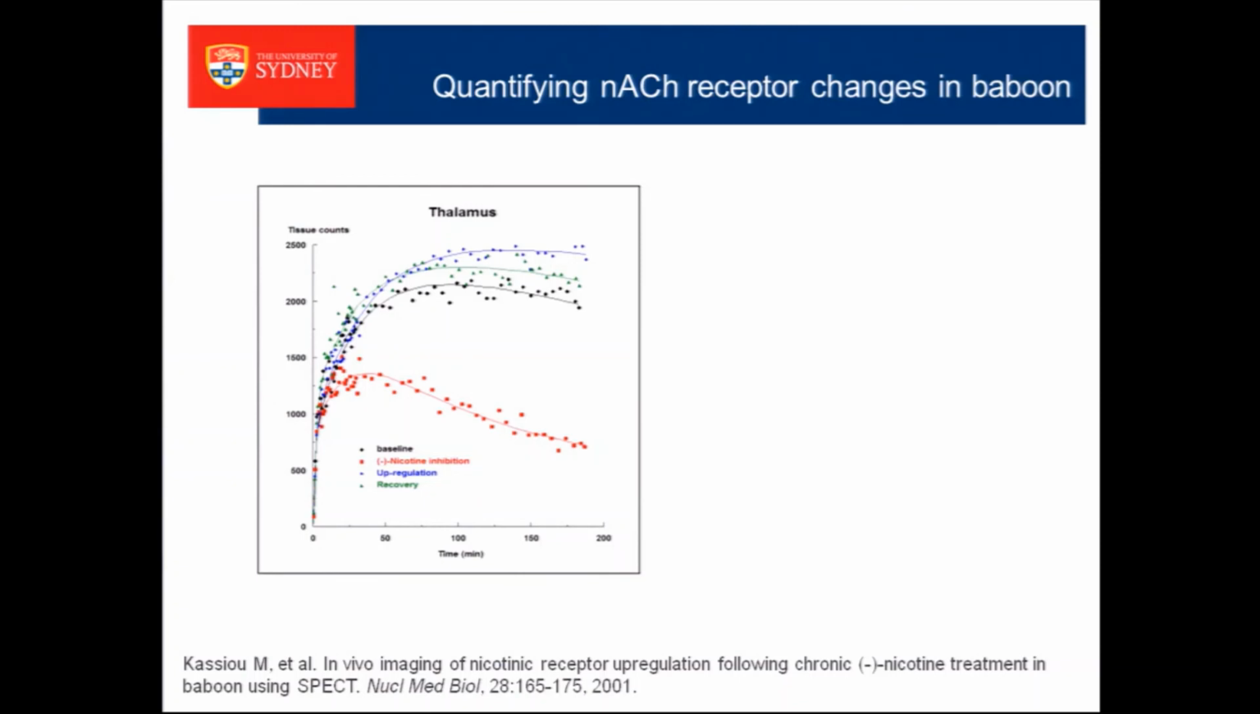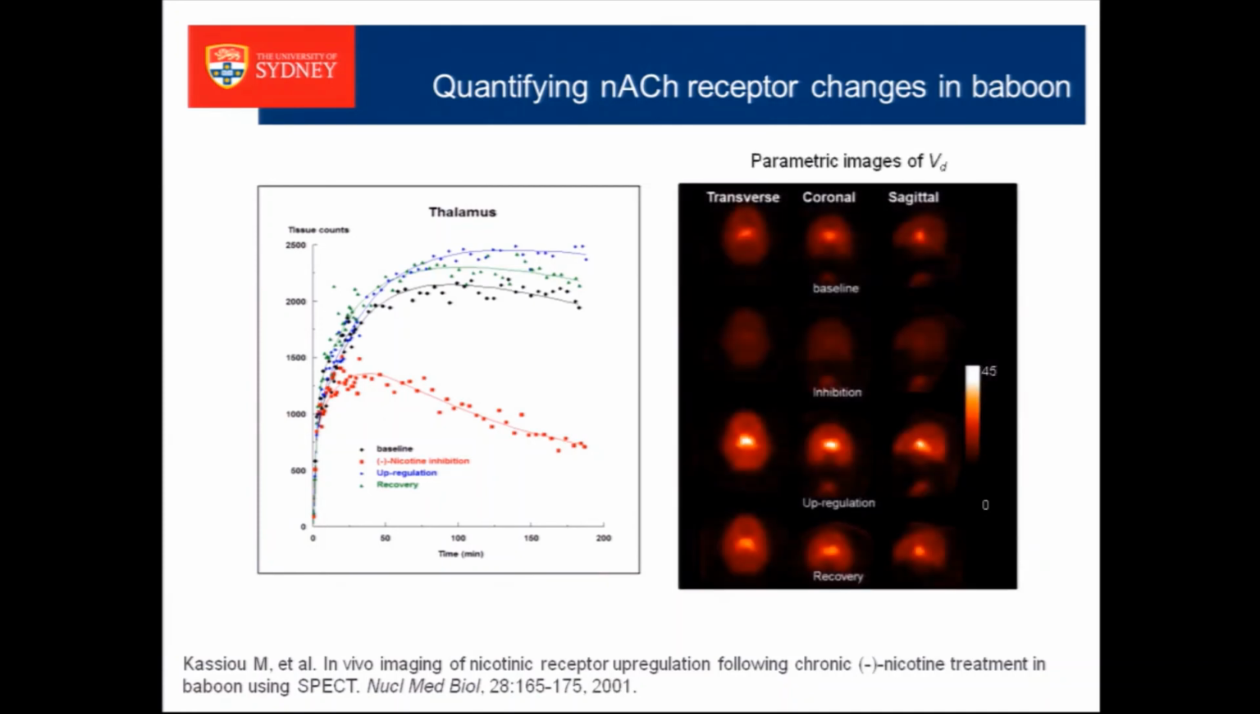And finally, just a reminder that both SPECT and PET can be used for dynamic acquisition, so we can acquire a series of images over time to get the time evolution of uptake in tissue. This is an example of a dynamic SPECT study in a baboon that was used to show upregulation of acetylcholine nicotinic receptors in a baboon, and also to produce useful parametric images of the volume of distribution. The same things can be done in PET.